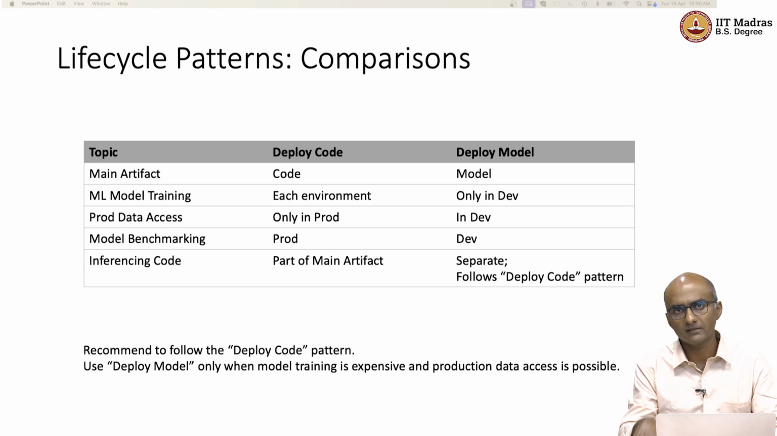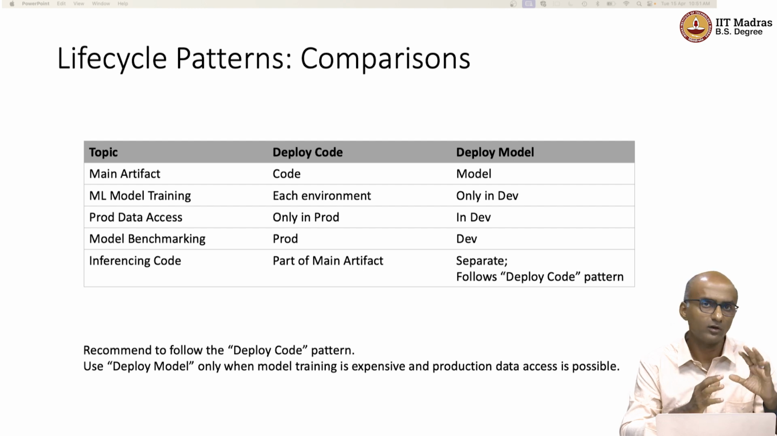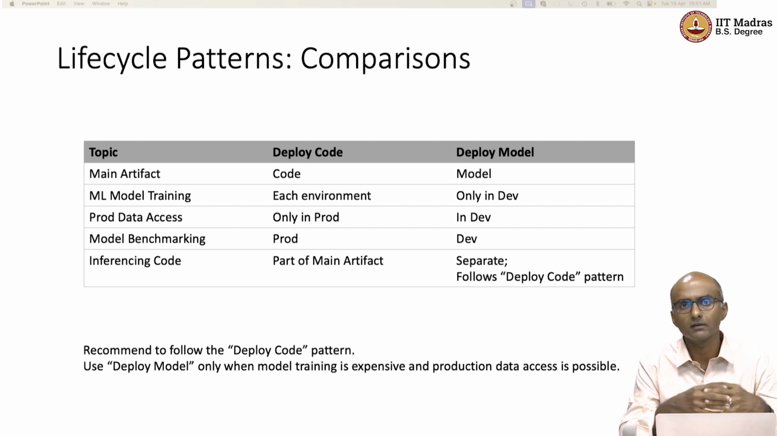And in production the model gets deployed using the deploy model lifecycle pattern, but the inferencing code is basically code that's running in production, which means the deploy code lifecycle pattern gets used there. So in a sense, even with the deploy model lifecycle pattern, you're going to follow some bit of deploy code for specific reasons, especially related to the inferencing logic. So in a nutshell, the recommendation that most practitioners have for data scientists is to follow the deploy code lifecycle pattern for getting ML into production.